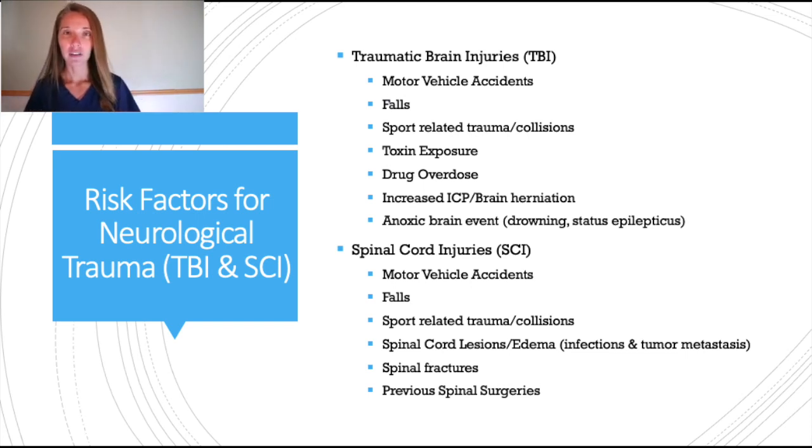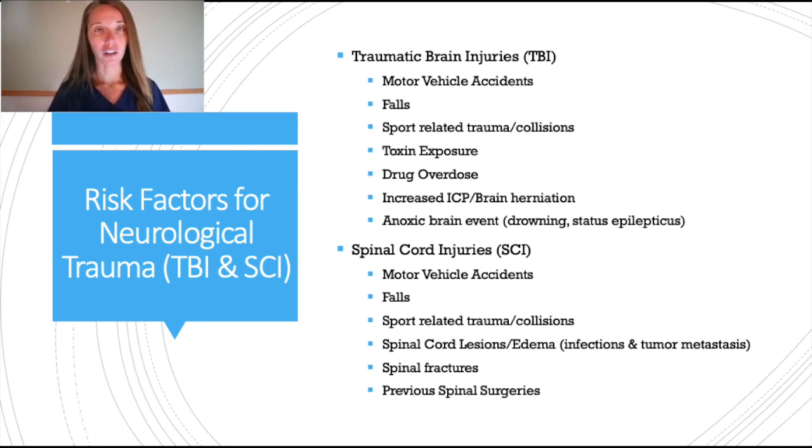We can also have spinal cord injuries that occur as a result of the same types of events that cause traumatic brain injuries. So motor vehicle accidents, falls, sports-related trauma and collisions, spinal cord lesions, and edema. So if the patient has a tumor, we can have tumors not only in our brain, but resting and compressing on our spinal cord. We can also have spinal fractures, which are very common, and we'll talk about them. And then spinal surgeries can cause swelling and edema that cause decreased oxygenated blood flow to the spinal cord, which we'll talk more about.